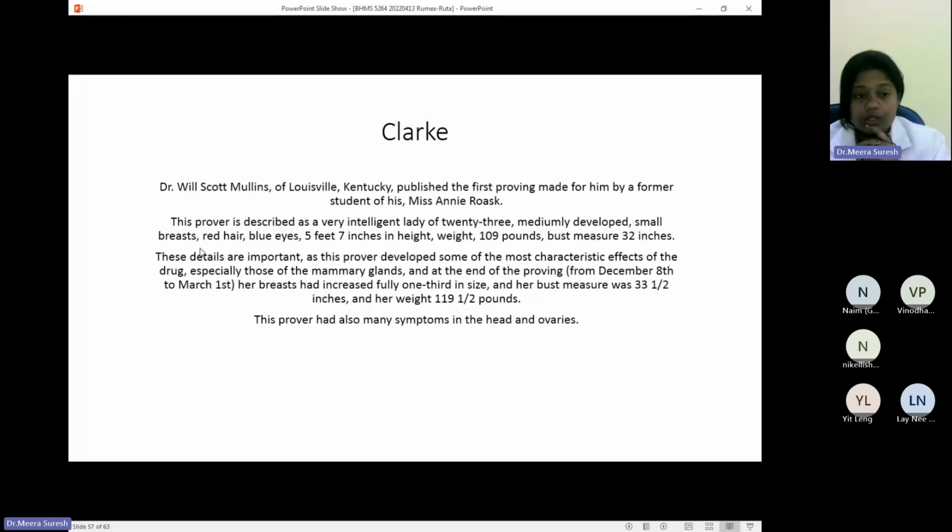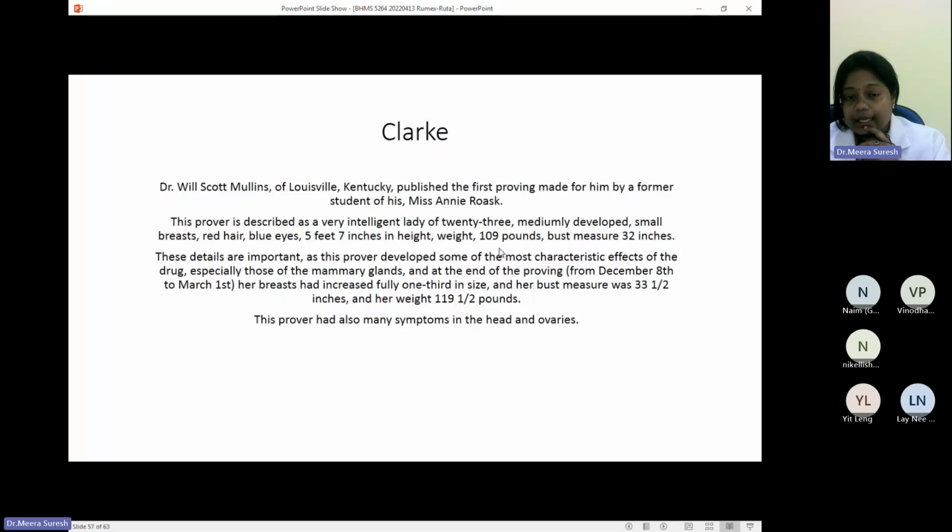I just put a few. We go through that because the symptoms you have to study for the exams are mostly given in Boericke. That will do. This is from Clarke. I took only the cases in which Sabal serrulata was given.